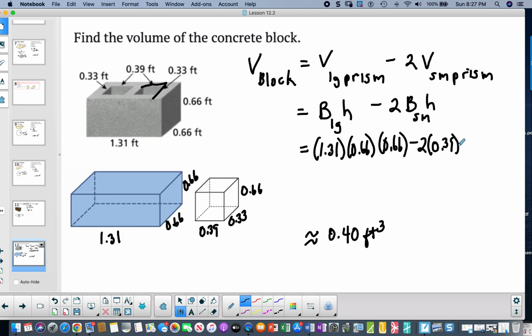0.39 times 0.33, and then the height of the hole will be 0.66. And if we put this in the calculator, this is the answer we're going to get.